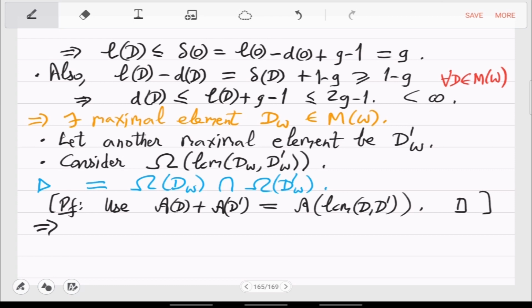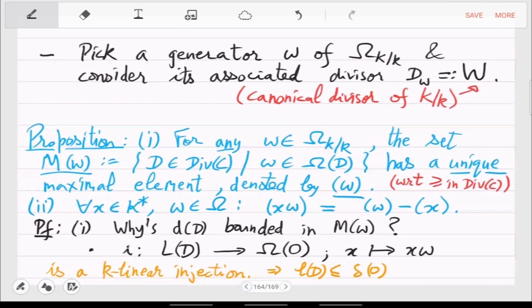So now what this means is, since small omega is both in big omega D and big omega D prime. I'm confused. First you prove that the degree of D is less than 2g minus 1. Can't you show that for any D this is less than 2g minus 1, not just this M omega? Because for every D we can find an omega. No, omega is fixed here, right? In the whole proof of the proposition, omega is fixed. I'm saying just take any divisor and I can find some omega such that it will belong in omega D.